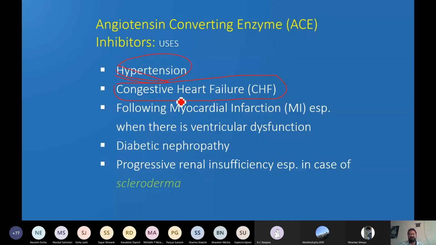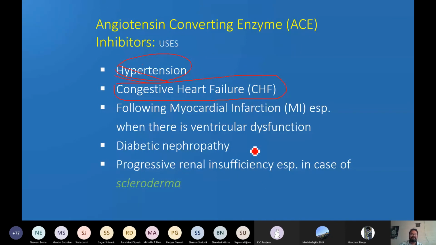Why? Because of some reasons you have that thing. And what does it do in this case? Angiotensin converting enzyme ACE inhibitors are very good drugs for congestive heart failure, because they will vasodilate and make the work of the heart easy to pump blood inside the arteries. Following myocardial infarction, we'll talk about that as well, especially if there is ventricular dysfunction. Why? Because again, it will reduce the cardiac output load for the heart, and myocardial infarction is the situation where your heart is not able to pump the blood effectively.